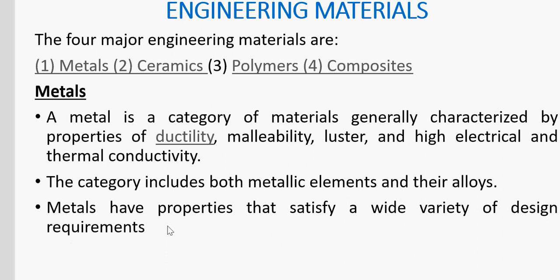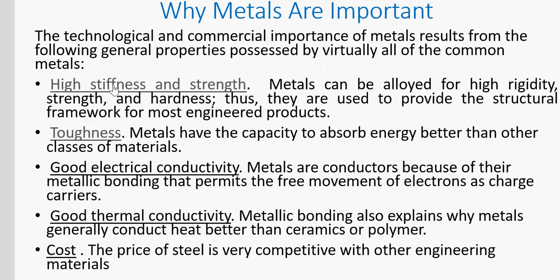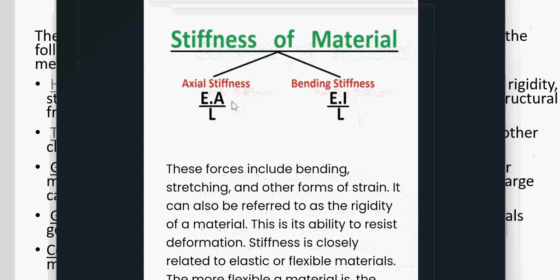So metals have properties that satisfy a wide variety of requirements. Why are metals important? Generally, they have high stiffness and strength. When you're talking of stiffness, it can be in terms of axial or bending stiffness. Stiffness is more of the modulus, so it can be Young's modulus or flexural modulus. For bending it is flexural modulus, while for tension it is Young's modulus.